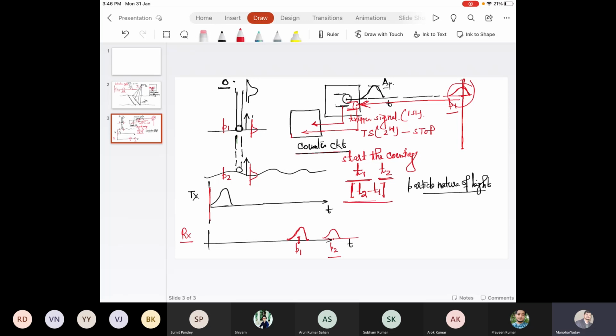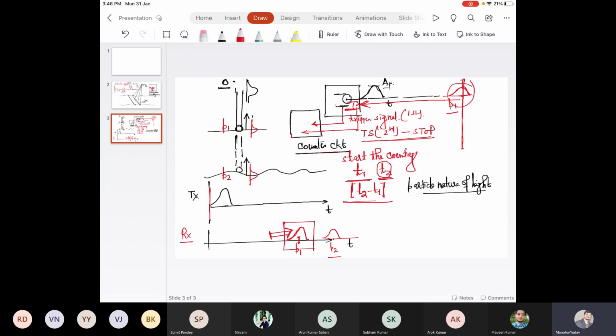If we don't have it, then the receiver is not receiving any signal. There is no generation of counter. This is the trigger signal, and there is no stop mechanism. So this is the reason why T2 will not be calculated. When we don't have enough return like this, the receiver unit does not generate the second trigger signal to stop the counting, so time T2 is not recorded. So this is the reason why enough amplitude should be there in the return signal.